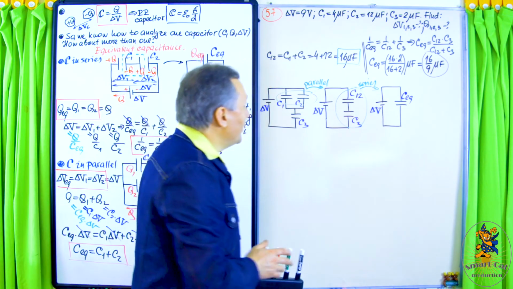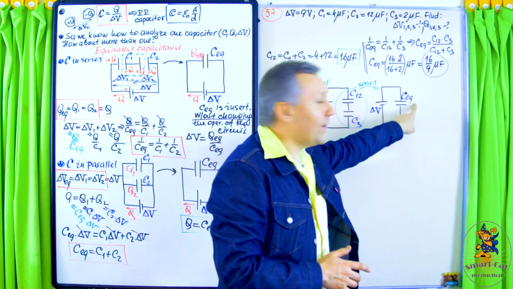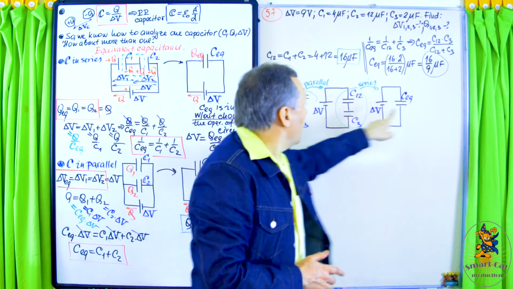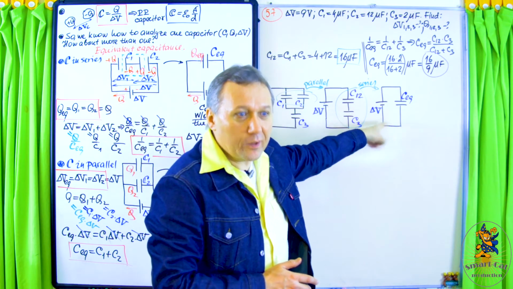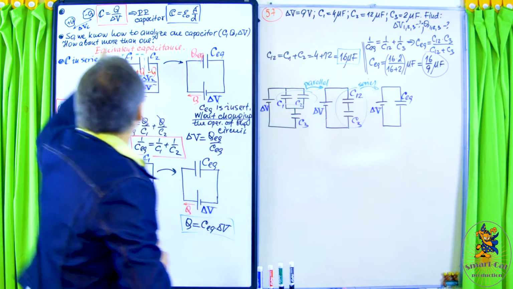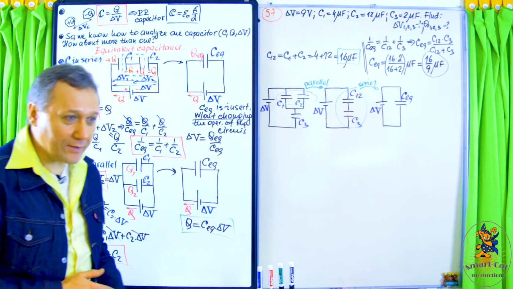So now what can we get out of this? Now we know the value of this equivalent capacitance. We know the value of the potential difference across the battery. It means that we can find charge. We can find the charge taken from the battery.